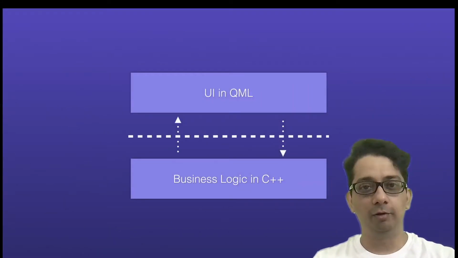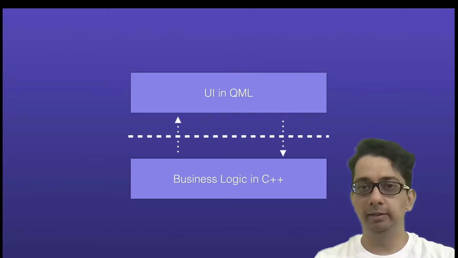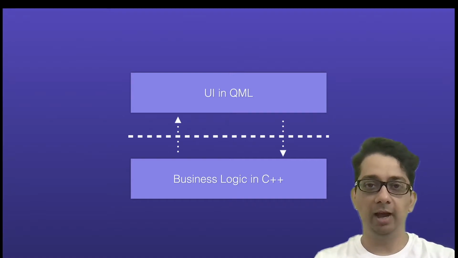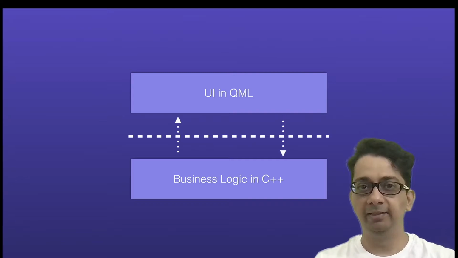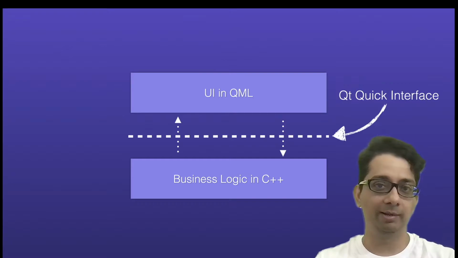Like I said before, there are two distinct layers in Qt Quick and QML applications. One is the UI layer written in QML, the other is the business logic layer written in C++. And there is a clear, well defined interface for communication between the two. Mastering this interface is essential to writing good Qt Quick and QML applications.